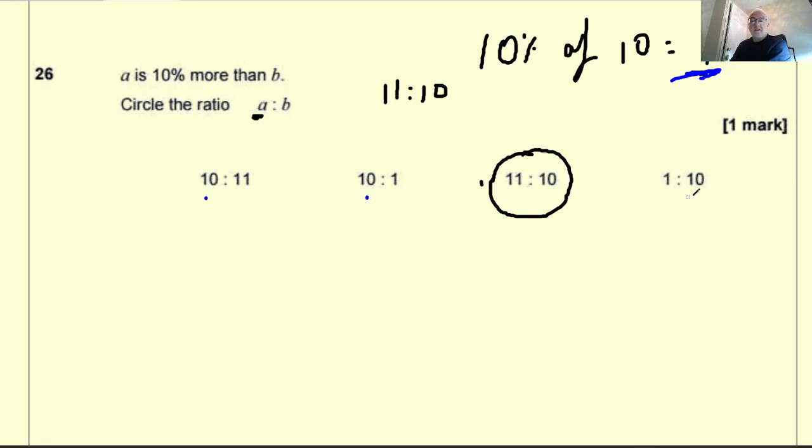So again, 10% of 10, remember, that's the number that's occurring the most. Find 10% of it, add it on, and it says A is 10% more than B. So A has to be the bigger number, hence my 11 is going to be there.